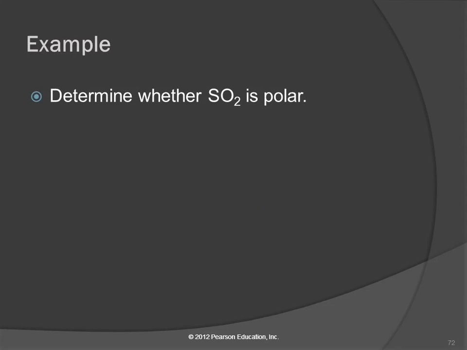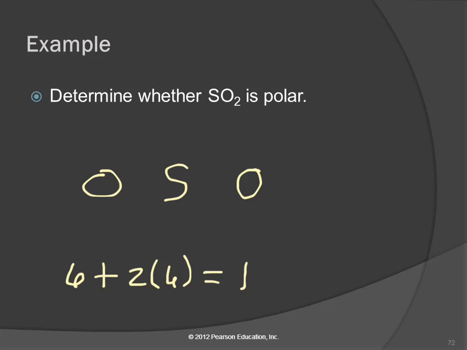SO2. Let's do this one real quick. Well, we should put the sulfur in the middle and the oxygens next to it. Sulfur has 6 valence electrons. 2 oxygens, each with 6 valence electrons, gives us 18. So we need to put at least one bond in here. That's 2, 4, 6, 8, 10, 12, 14, 16, 18.